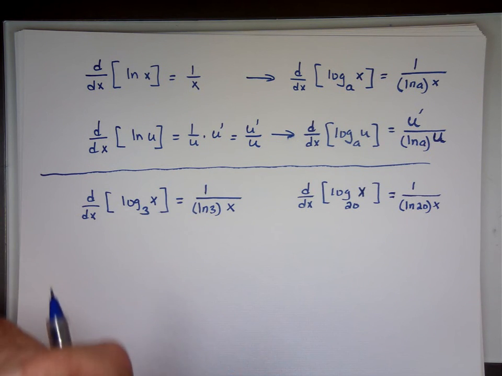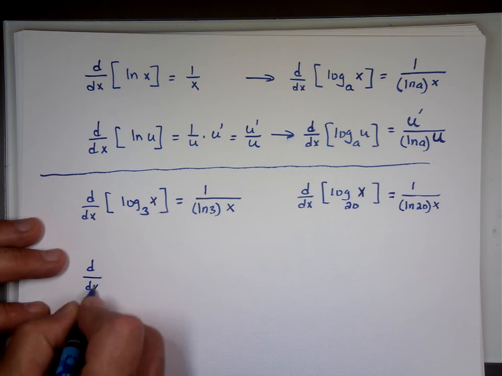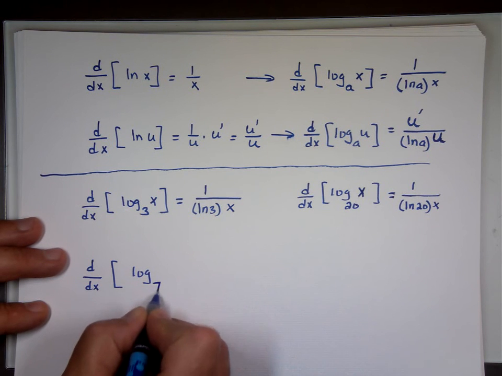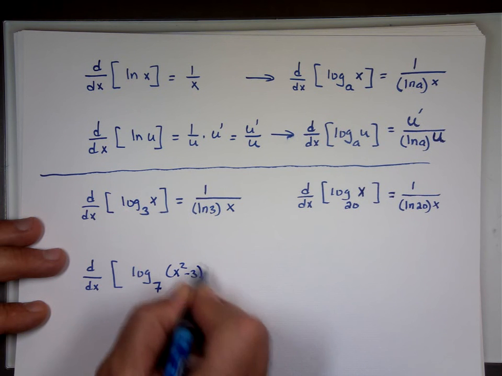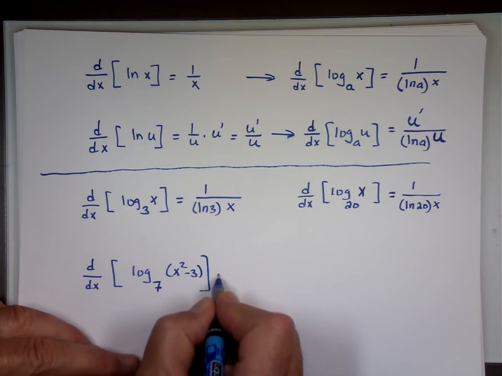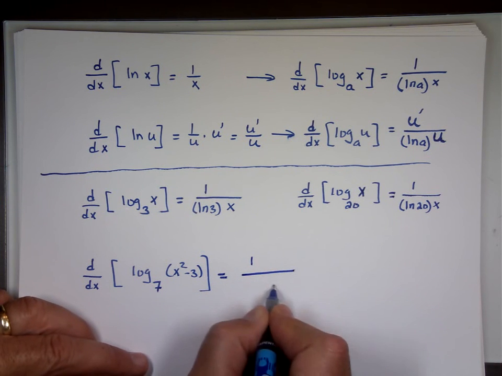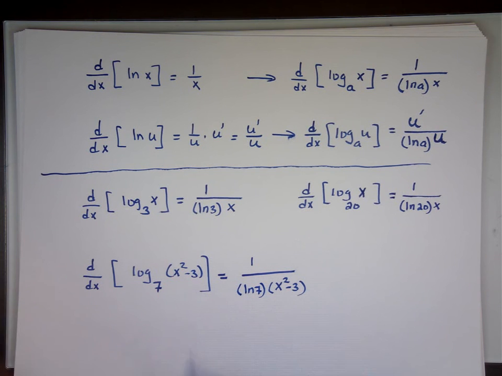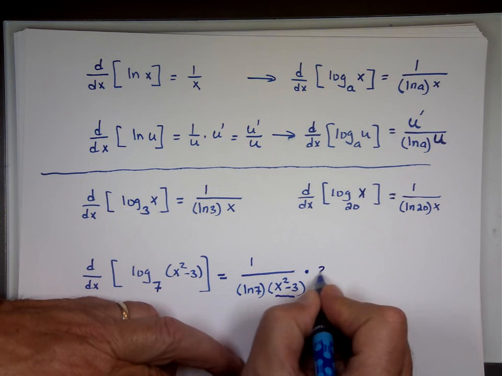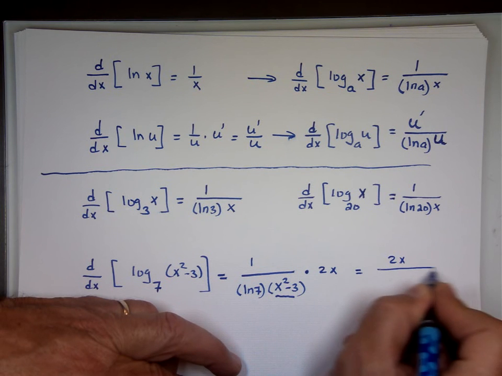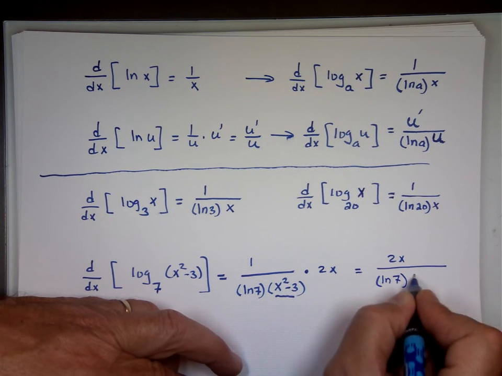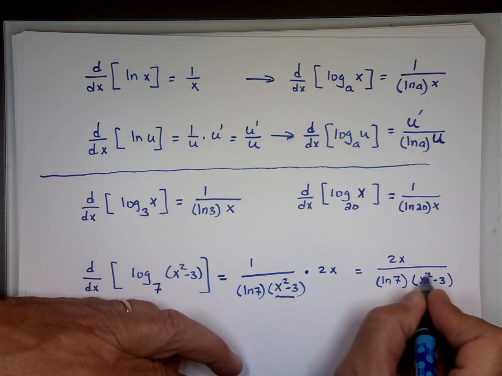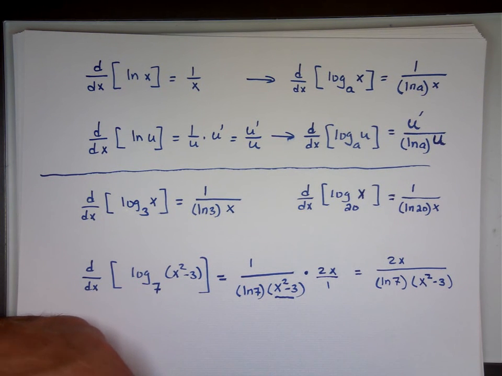What's the derivative of log base 7 of x squared minus 3? Notice that's u now. It's 1 over x squared minus 3. There's in the front the natural log of 7. Times what? The derivative of this one. And what's the derivative of that? 2x. So you can write that 2x over the natural log of 7 times x squared minus 3. Is that 2x multiplied by the top and the bottom? No, just the top. That's a fraction. Anything is over 1, right? Multiply the top times the top, the bottom times the bottom.